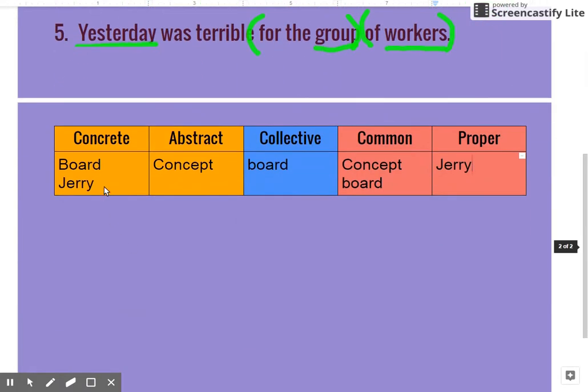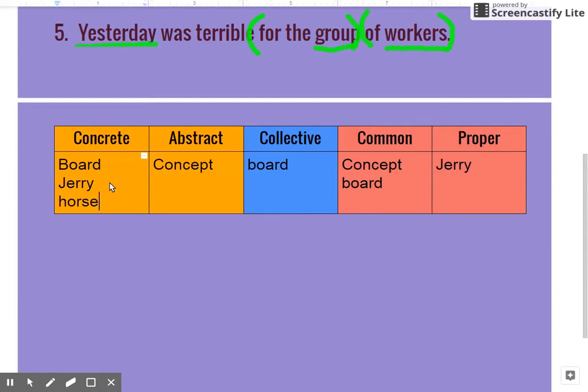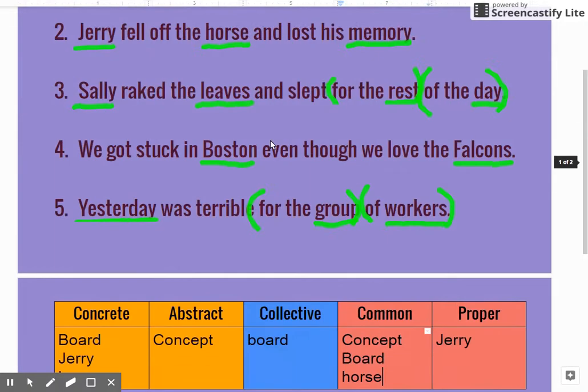Then we've got horse. Is it concrete or abstract? Well, it's concrete. You can see a horse. Apparently, you can fall off of a horse. Horse is just one thing. It's not a group of things. And it's common, it's not Mr. Ed. It's not Black Beauty. It's just horse. So it's not proper.